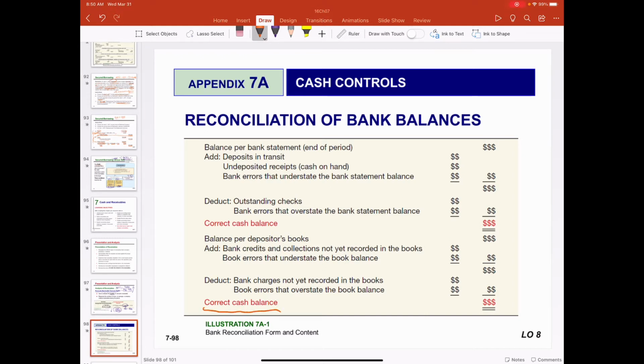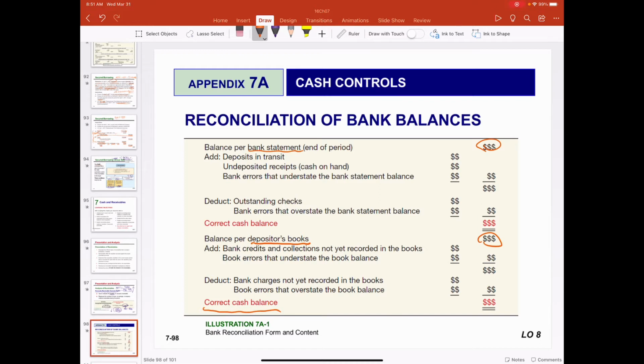The firm usually has two books to record the change or the balance of cash. One is the firm's book, which is based on the journal entries posted in the accounting information system, and the other one is the bank statement, because most cash is recorded or deposited into the bank. That's part of the internal control of cash. Usually the balance of the bank statement and the firm's book are not equal.